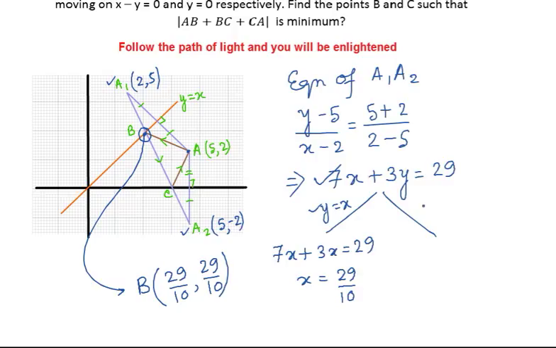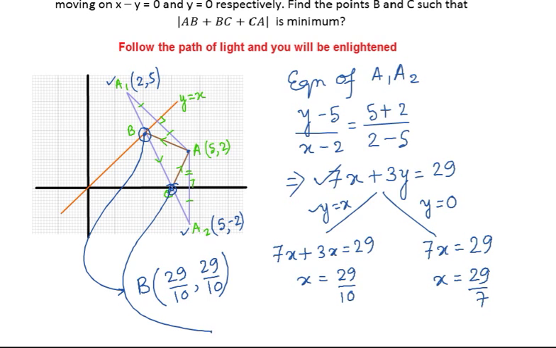And on solving the line A1A2 with the x-axis, that is y equal to 0, we get 7x equal to 29, so x equal to 29 by 7. So the point C will come out to be (29/7, 0).